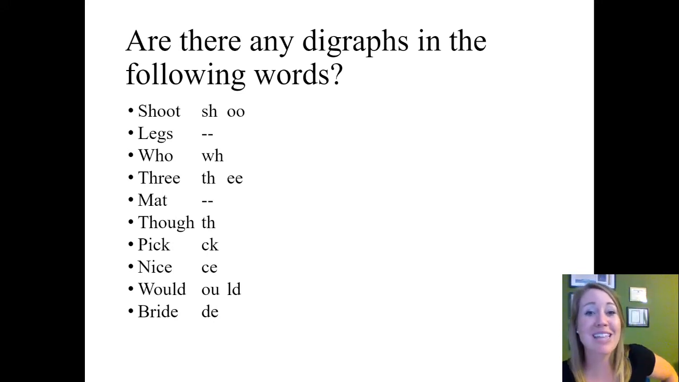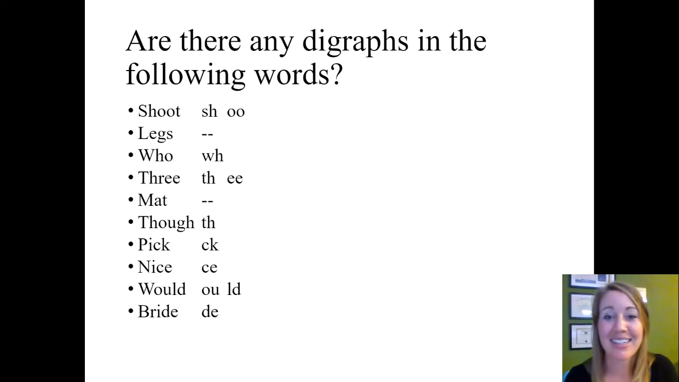Okay, these are the words that had digraphs in them. So we had sh. The SH in shoot is represented by a digraph, right? Sh is one sound represented by the 2 letters SH. The oo in shoot is one sound, oo, represented by 2 letters, the double O's. So that's how this works through. If you have any questions on this, contact me. I will walk you through them. But these would be the correct answers.